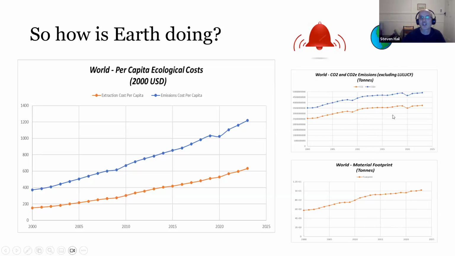And you can see we've got carbon dioxide emissions and the CO2 equivalent emissions. That's where we've added methane and nitrous oxide in as well. They continue to rise apart from where there is a recession or a pandemic.